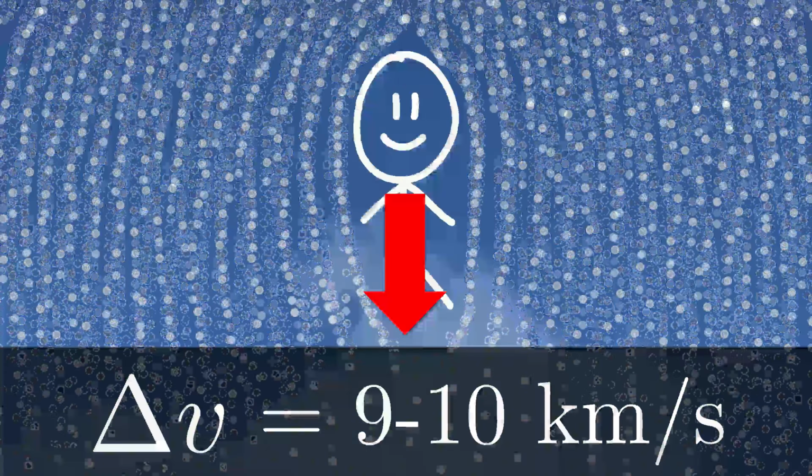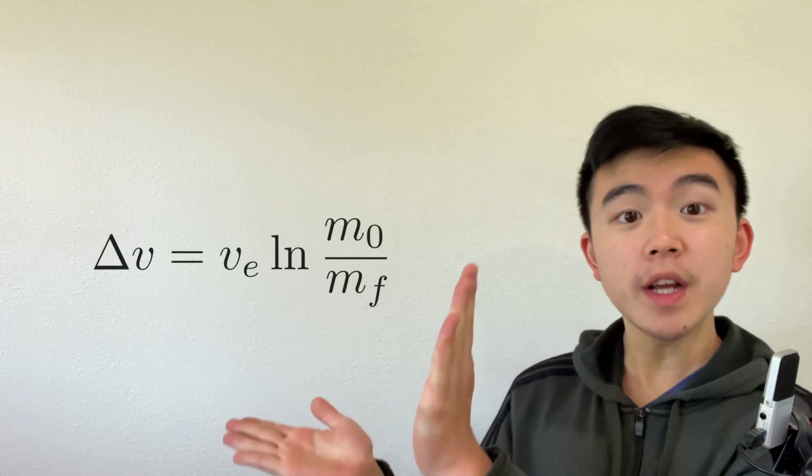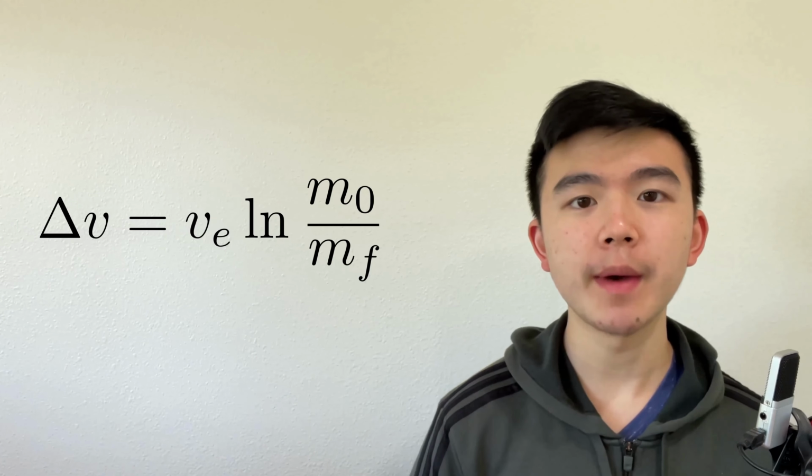To get up to that speed, we'll need a rocket. It contains an engine, some fuel, and a payload. Rockets move by throwing out fuel opposite the direction they want to move in. The rocket equation tells us exactly how fast we can go given the amount of fuel that we have.